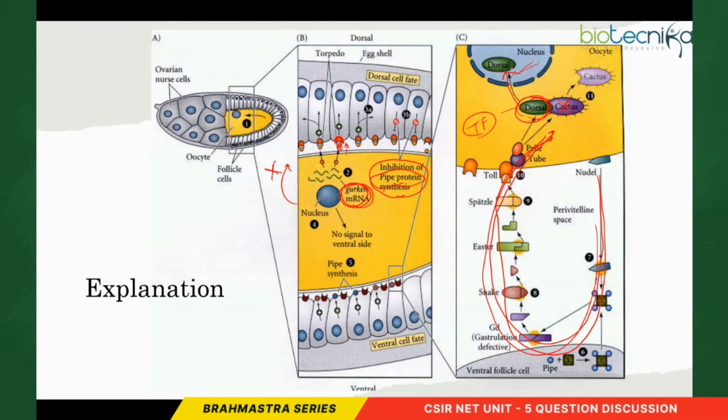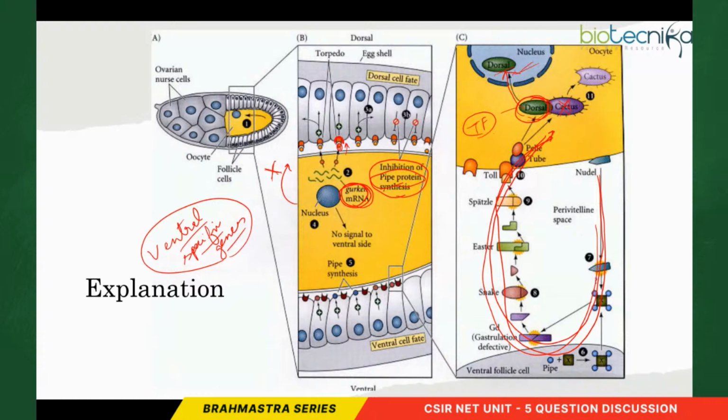Now, if dorsal enters the nucleus, it will activate the ventral specifying genes. Okay, it would activate the ventral specific genes. So, don't go by the name dorsal. You might think dorsal gives dorsalization. No. The answer is dorsal gives ventralization. Okay, to activate the ventral specific genes.